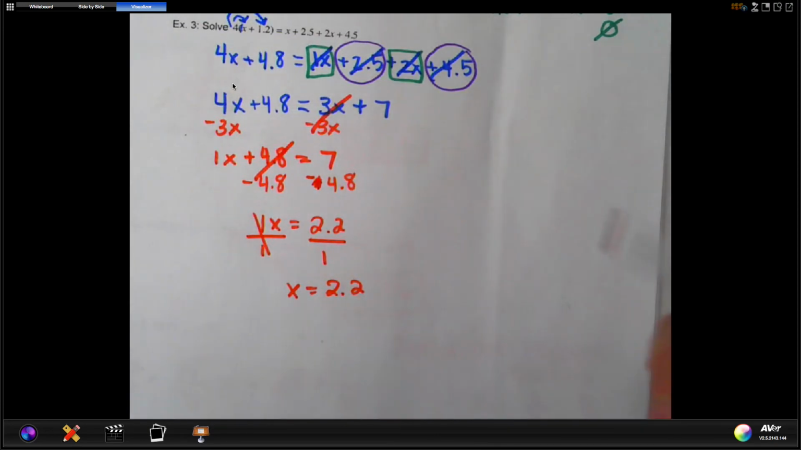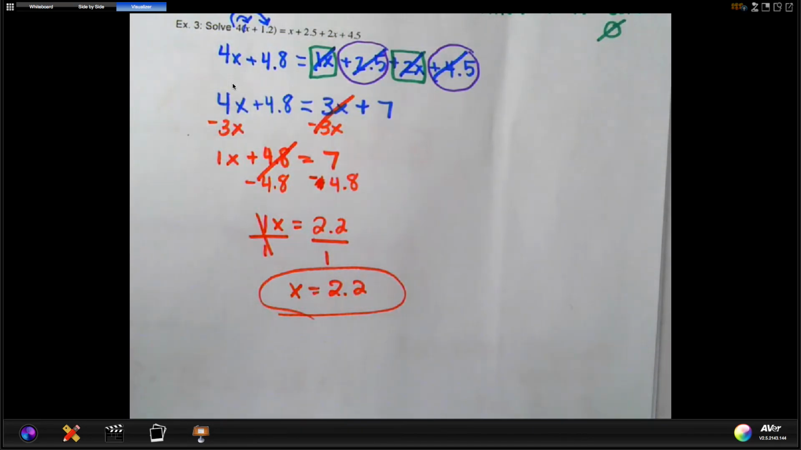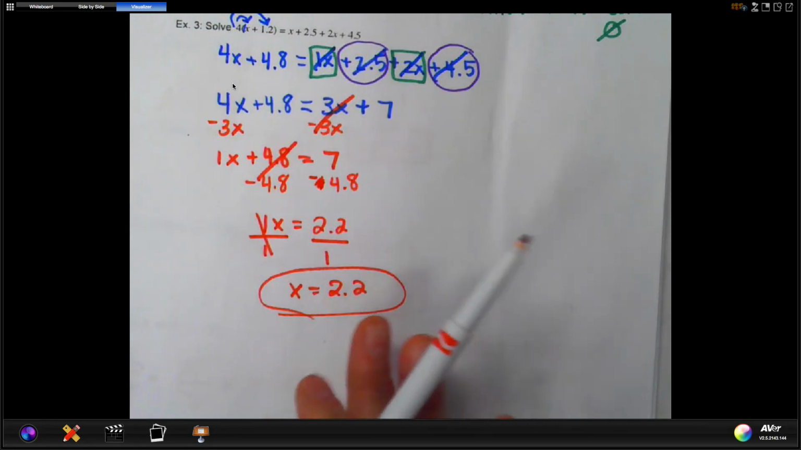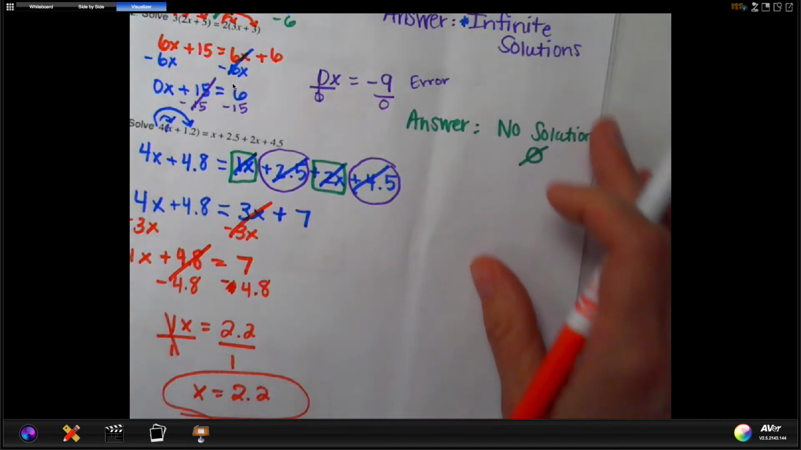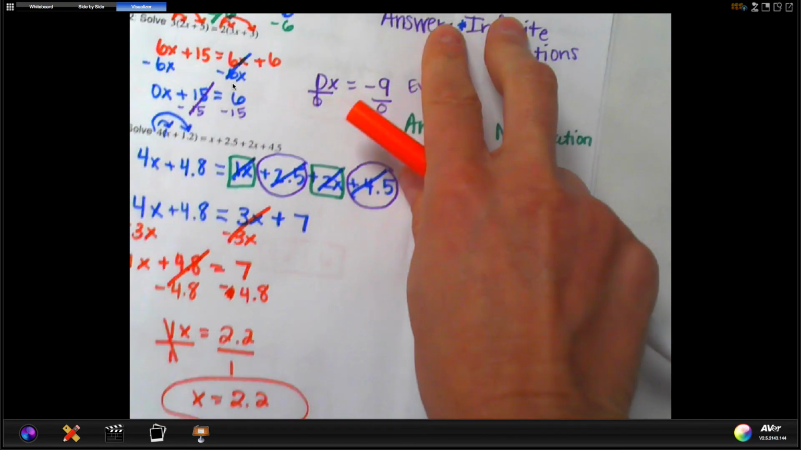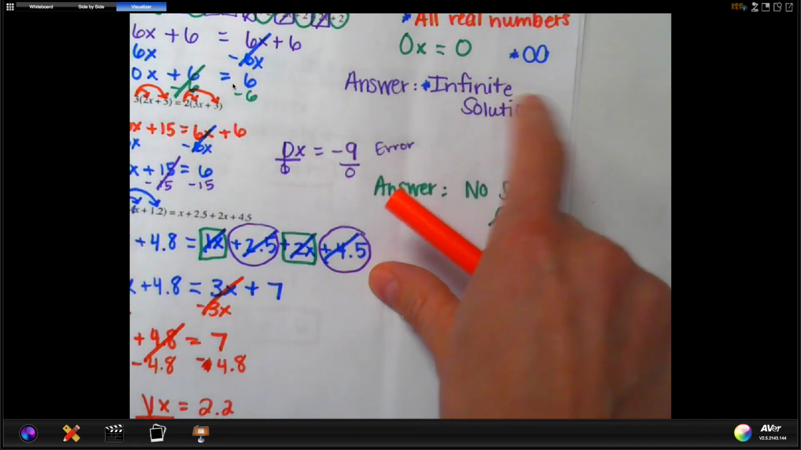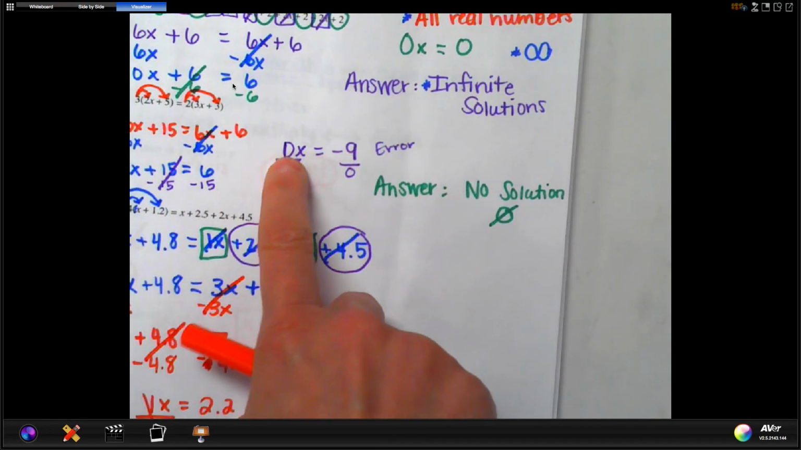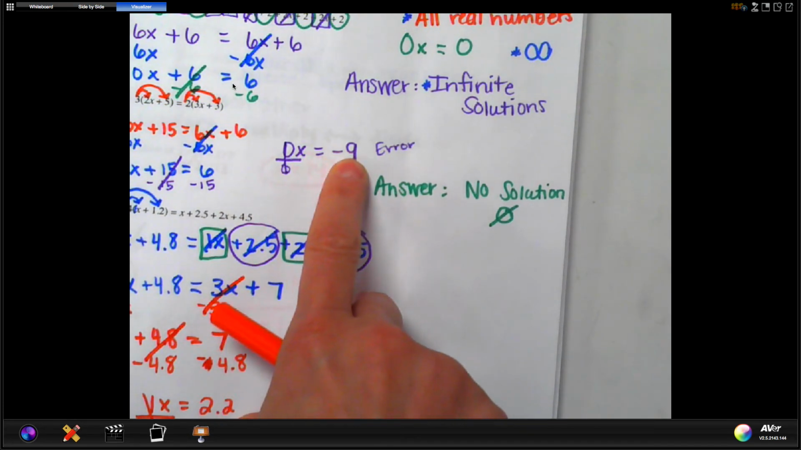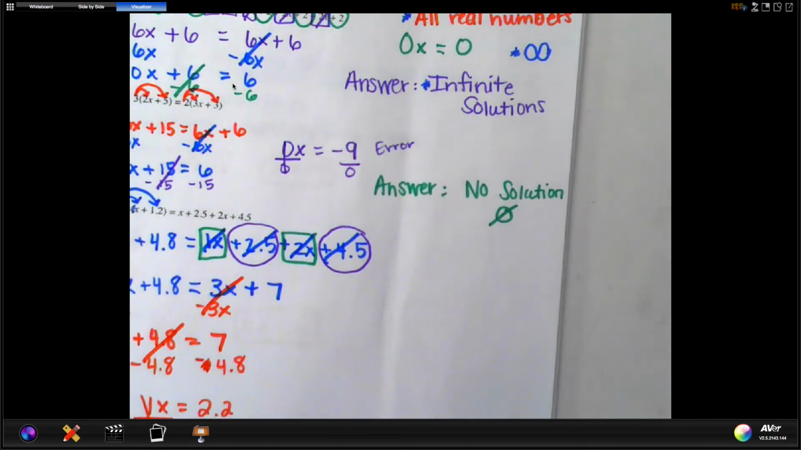So the idea is that sometimes there is one solution, and it's the number that you get. Okay, so when you solve it all out, you get a number as the answer. Sometimes, though, you're going to end up getting 0 on both sides of your equation like we did here. And then that means we have infinite solutions. And sometimes we're going to end up with a 0 next to our x equaling a number, and that's going to be no solution. Hopefully that's helpful.